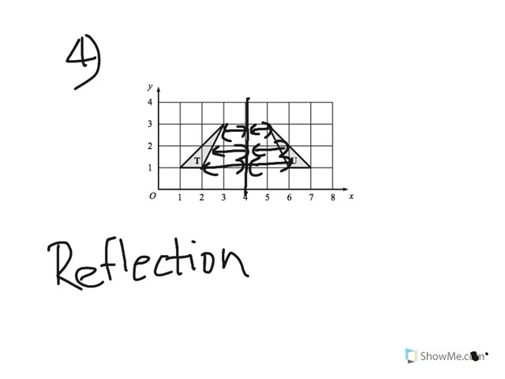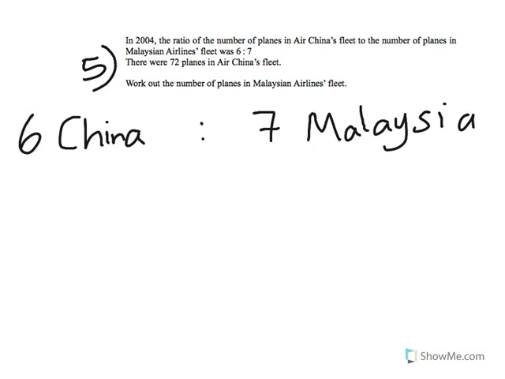And so that means that this shape T has been reflected on the line x is equal to 4. So, reflection on x is equal to 4. Okay, so this question is like the previous question we did, question 3. It's just basically using ratios and proportions to find your answer.